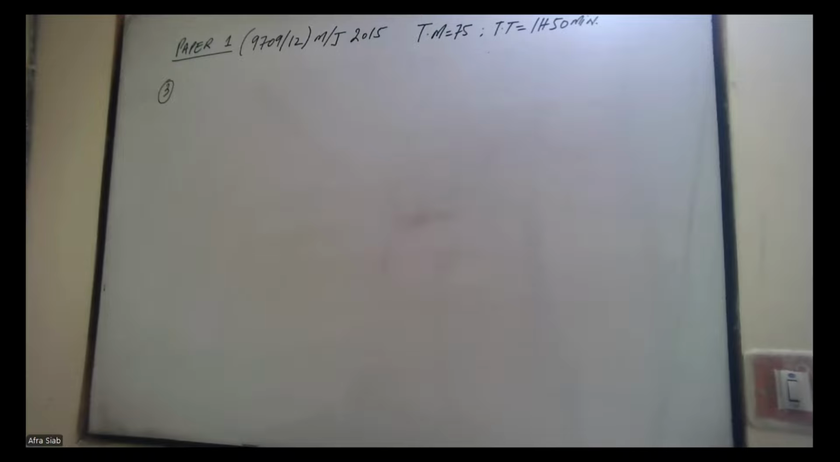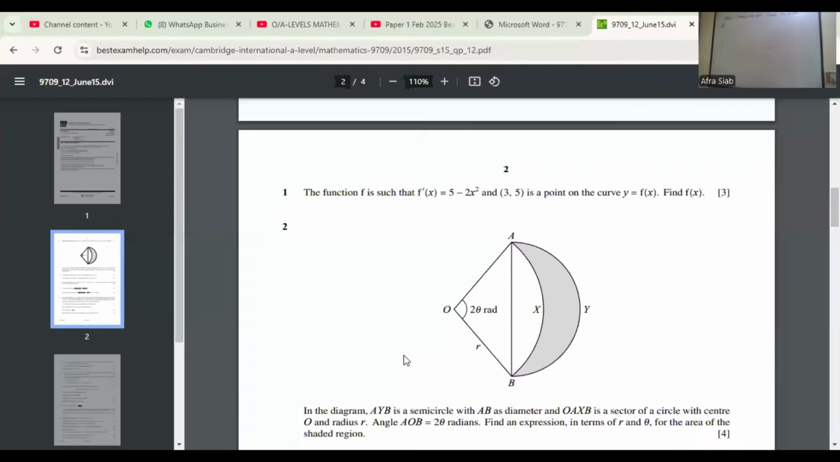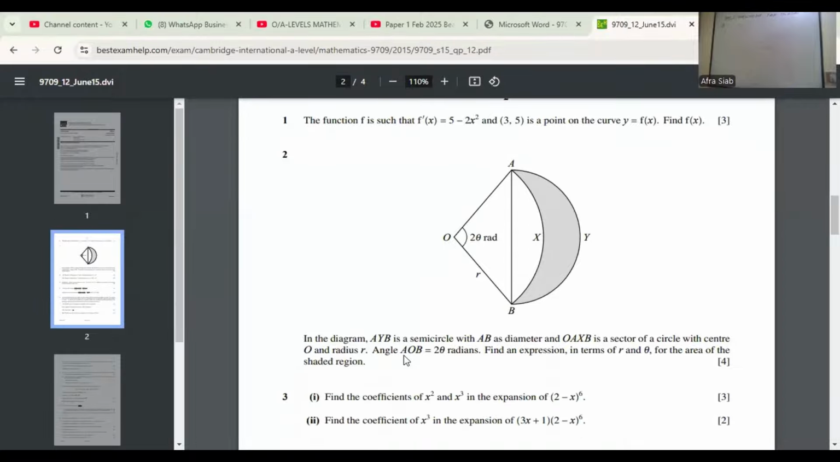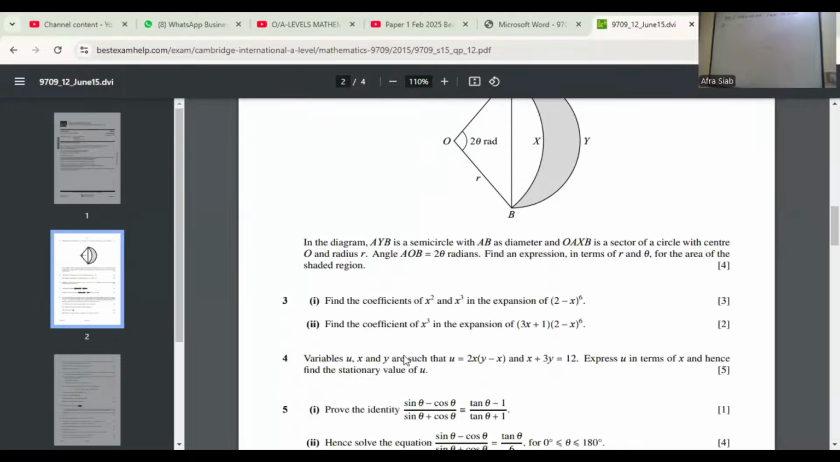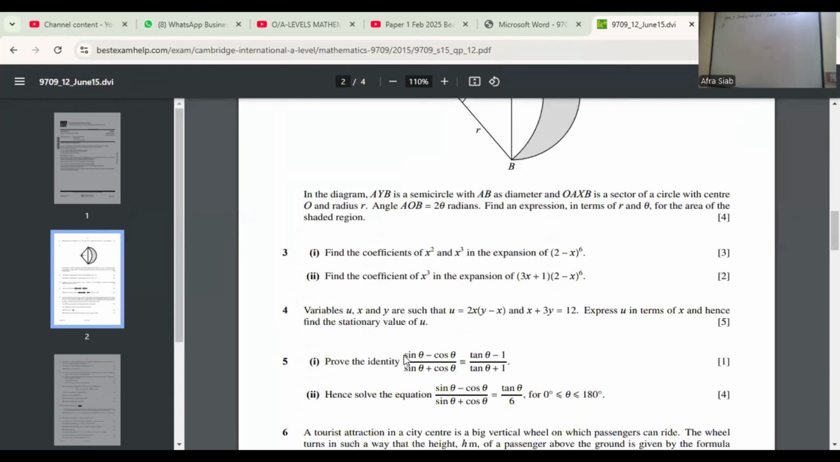Now we are starting question number 3. Find the coefficient of x square and x cube in the expansion of (2 minus x) power 6. Second part: find the coefficient of x cube in the expansion of (3x plus 1) into (2 minus x) power 6.